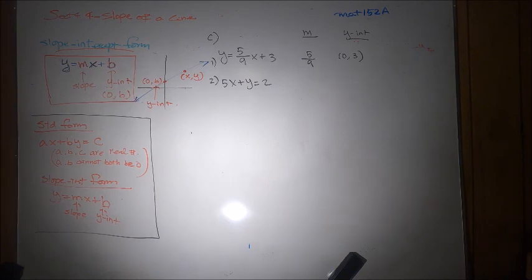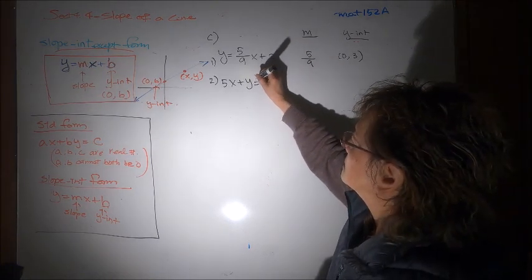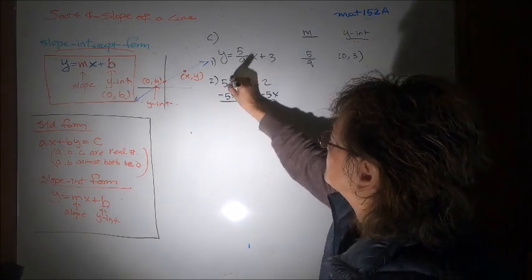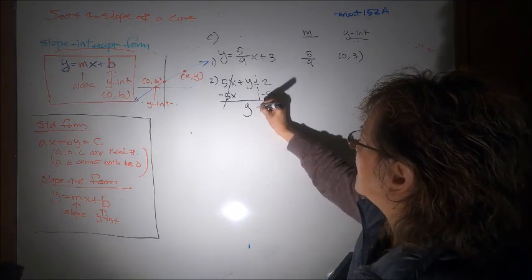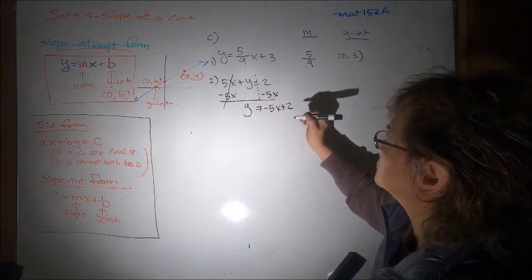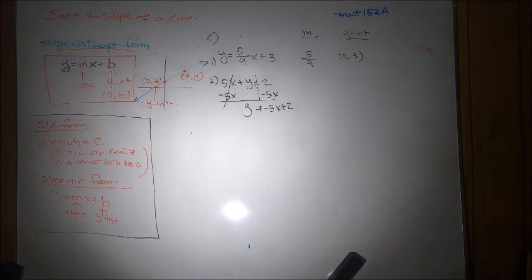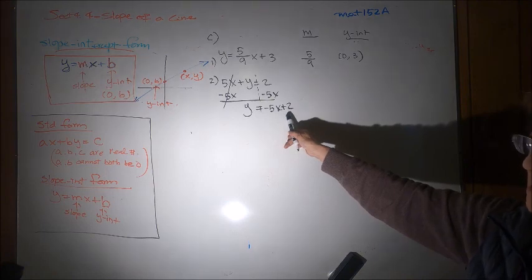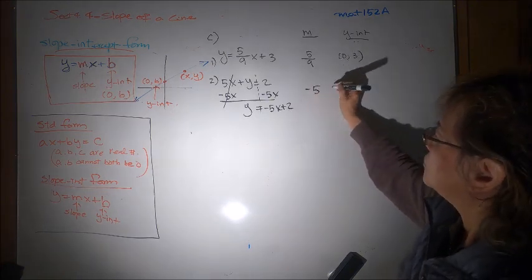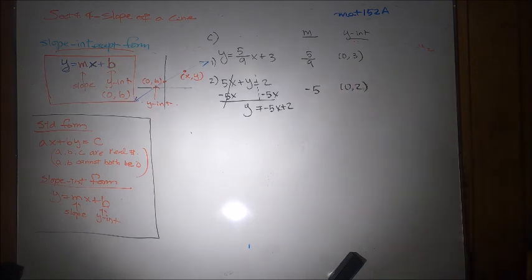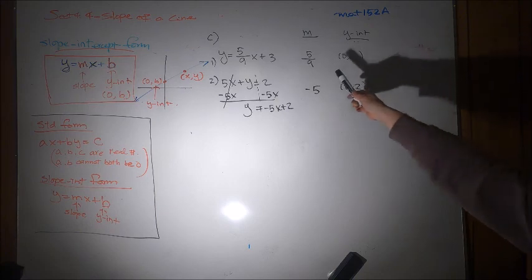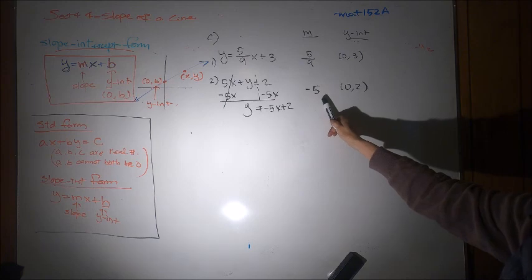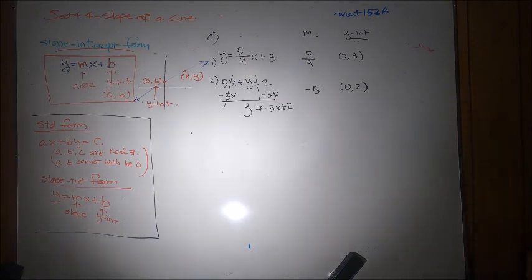Then, how do we do that? You do the opposite. Take the 5x away. So you have y equals what? Negative 5x plus 2. Right? Now, do we have a slope-intercept form? Yes. Then we can write down the slope and y-intercept. Then you know this slope is positive, the line goes up. This one is negative, the line goes down.